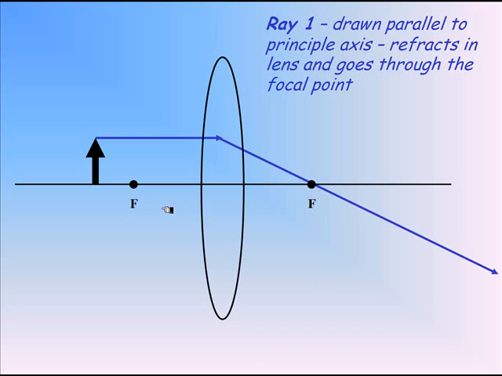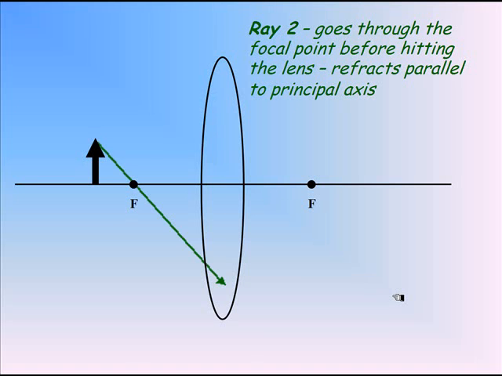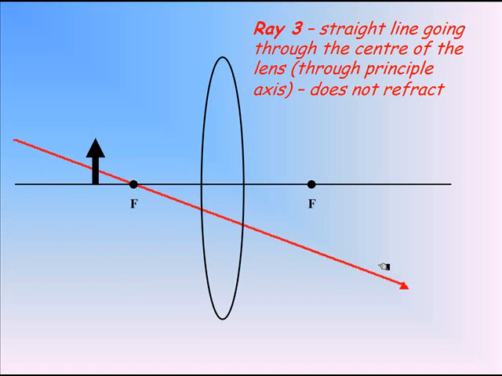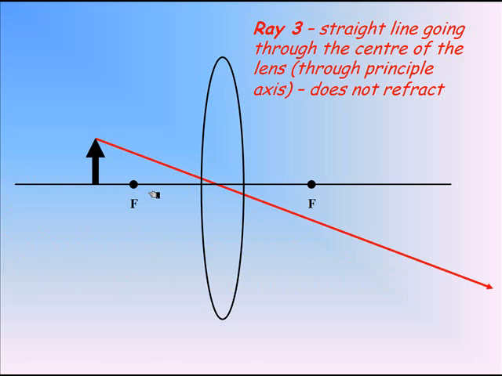Line number 2 will go through this focal point. It will go down, and then when it hits the lens, it will refract parallel to the principal axis again. And there you see it. The third line is very simple to draw. All we do is draw it right through the center of the lens, and it doesn't move at all.